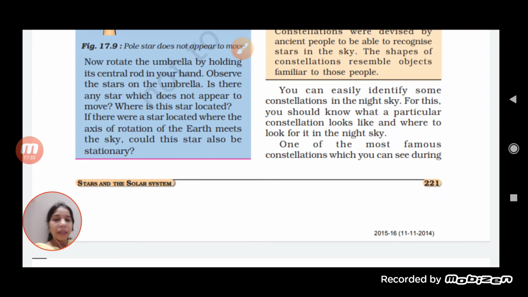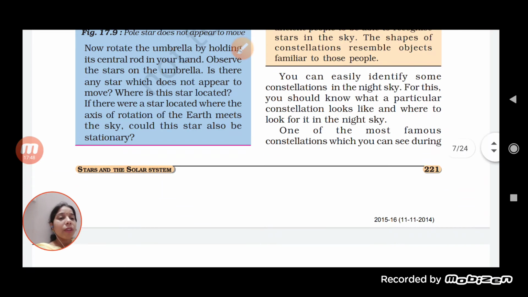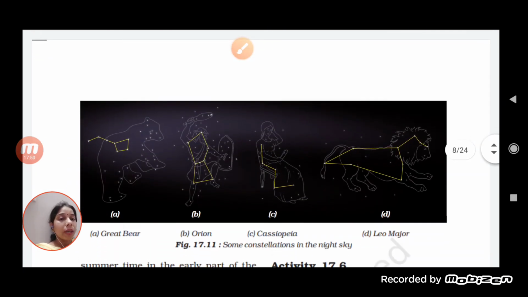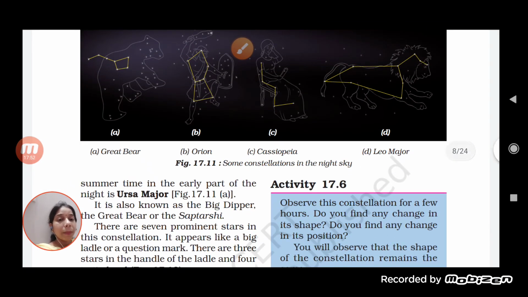Yes, we can easily identify the constellations, students, but we must know the exact positions of the different stars, and only on that basis will we be able to make the shapes of the different groups of stars present there. One of the most famous constellations which you can see during summer in the early part of the night is Ursa Major.